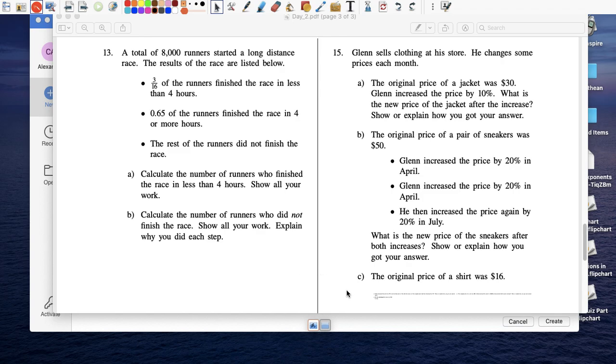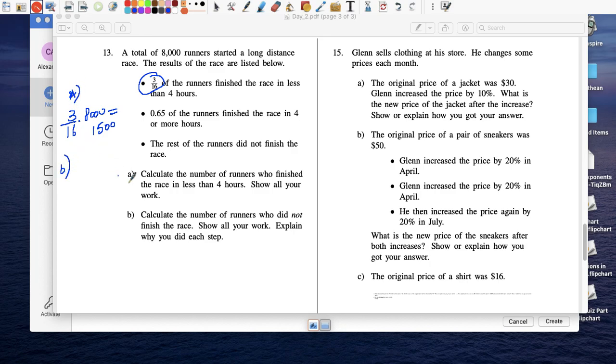Okay, 0.65 of the runners finished the race in 4 or more hours. The rest of the runners did not finish the race. Calculate the number of runners who will finish the race in less than 4 hours. Well, the number of runners that finished the race in less than 4 hours is this one, right? So it'd be 3/16 of 8,000. If you put that in your calculator, 3/16 times 8,000, we would get 1,500 runners. 1,500 finished the race in less than 4 hours. So that would be A.